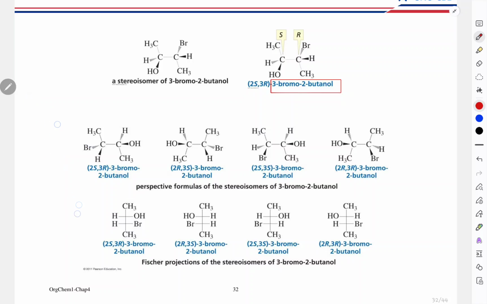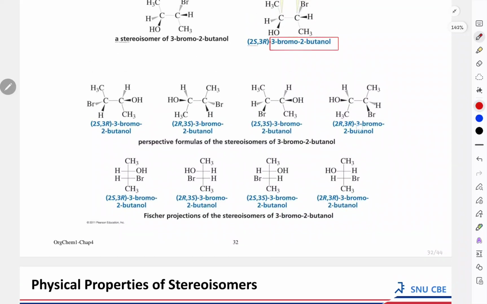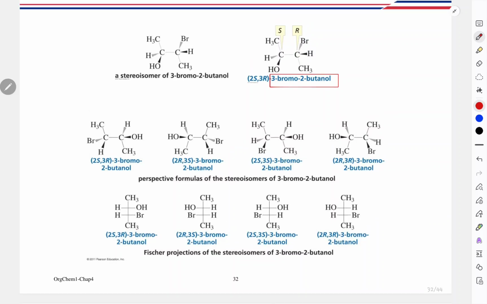Okay, perhaps you can practice with the example below, and you can match. This is the 3-bromo 2-butanol case, given in perspective formula and in Fischer projections. So you can perhaps double check each one, and whether each asymmetric center is assigned correctly, S versus R. And then you can define the relationship among these four: which one is the enantiomer, which one is the diastereomer to each other.